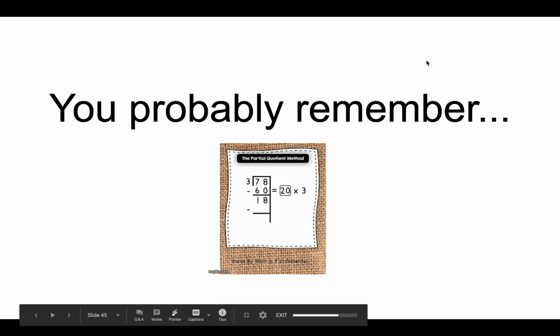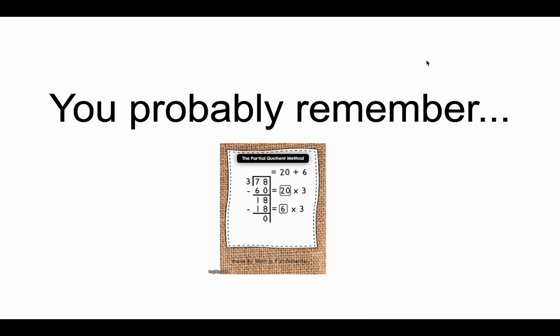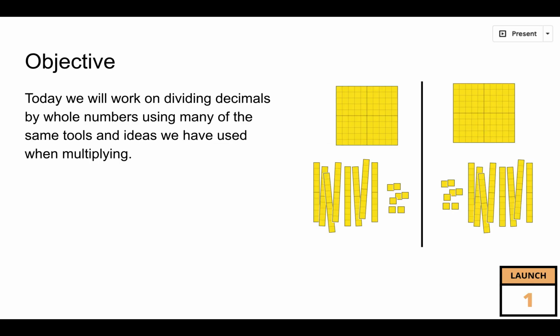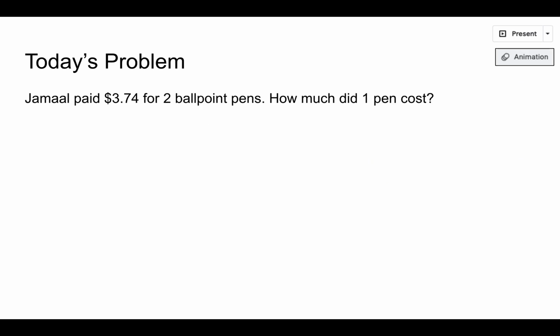So you all probably remember from last year that we learned how to divide whole numbers, right? We could, for example, divide 78 into 3 groups, and we learned a method to do that last year. Today we're going to work on dividing decimals by whole numbers. We'll use a lot of the same strategies and ideas that we used when we were learning to multiply decimals. So let's start with one example problem.